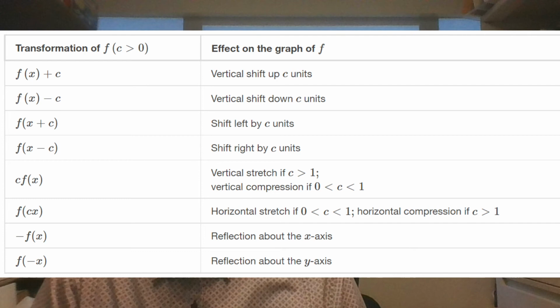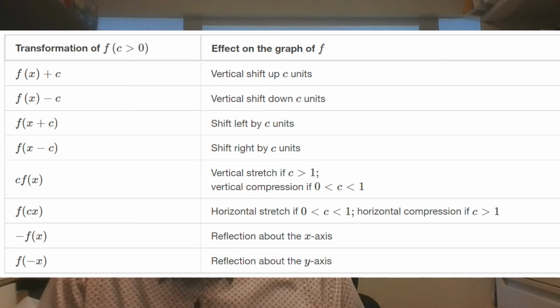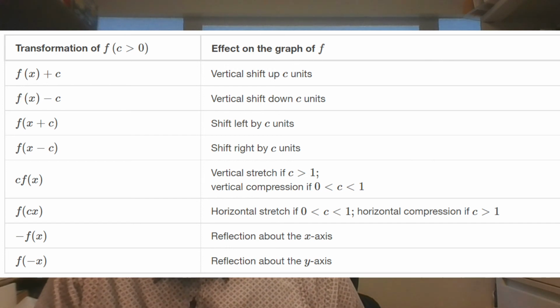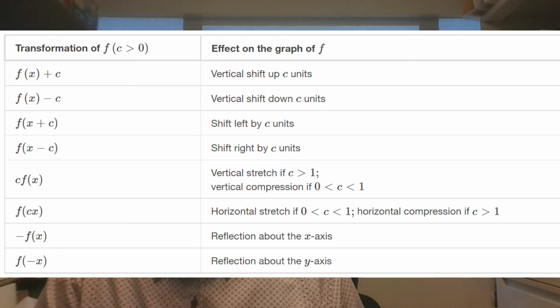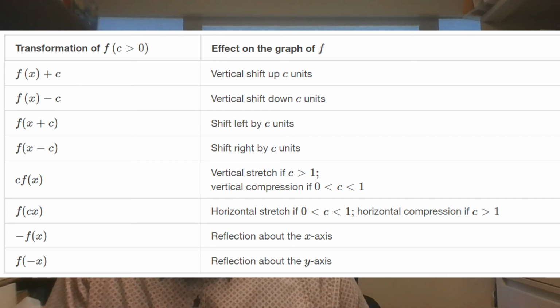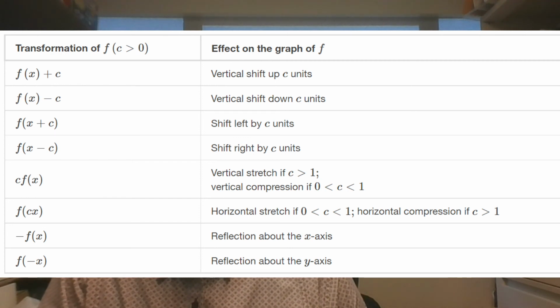And then finally, in this particular section, we're going to get introduced to, or reacquainted with, the transformations of graphs. So adding a number to the whole function gives a vertical shift, up or down depending on whether it's positive or negative. Adding a constant next to the x in the variable would cause a horizontal shift, left or right.